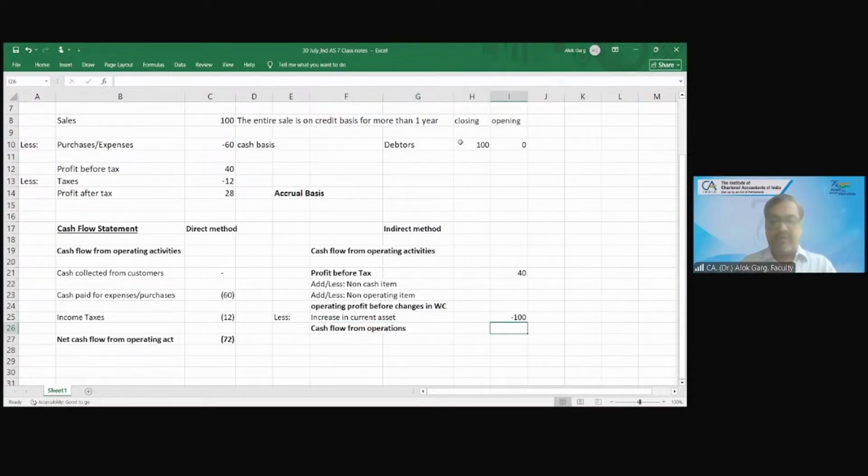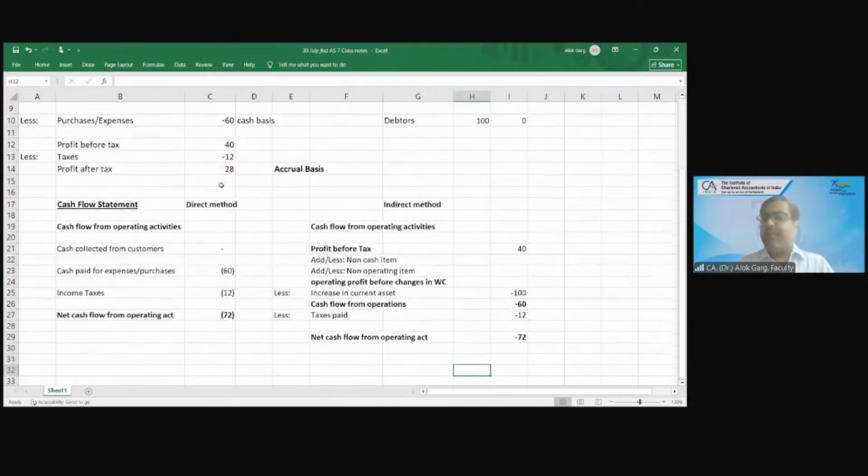Then it will give you cash flow from operations. This was the format. Cash flow from operations, then less taxes paid. How much is your taxes paid? 12 crore. Okay. So what is your net cash flow from operating activity? This plus this. This is your net cash flow from operating activity.